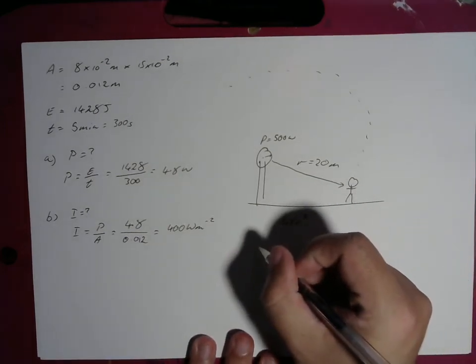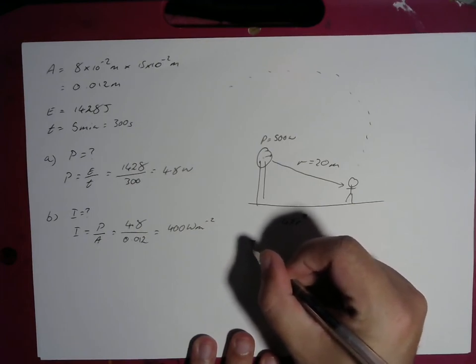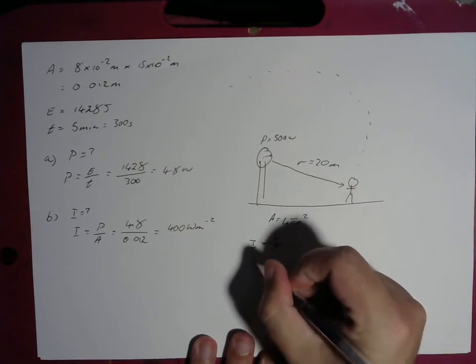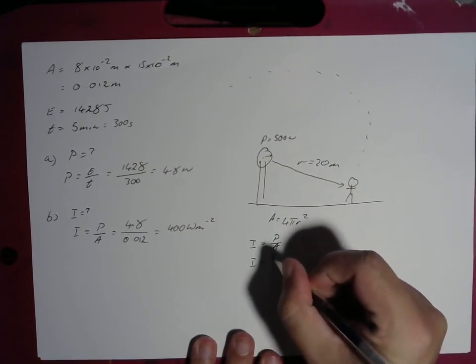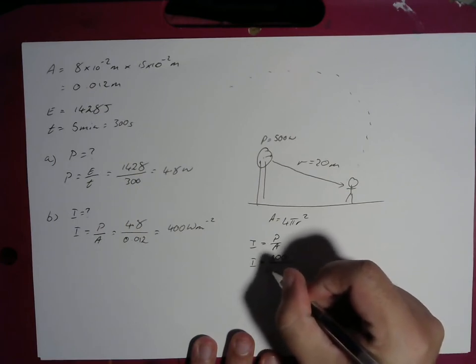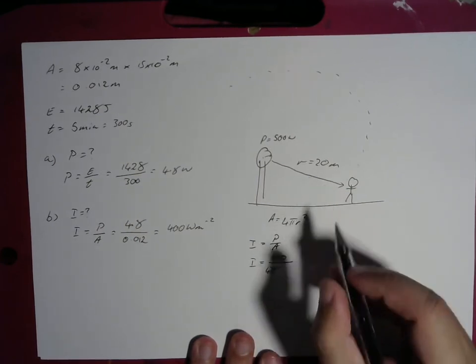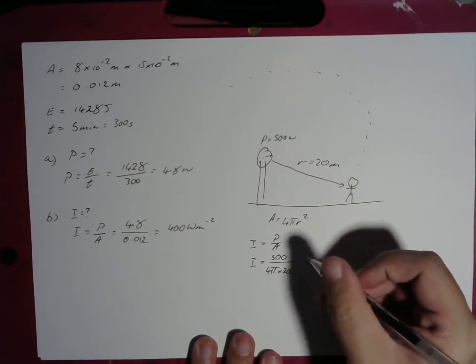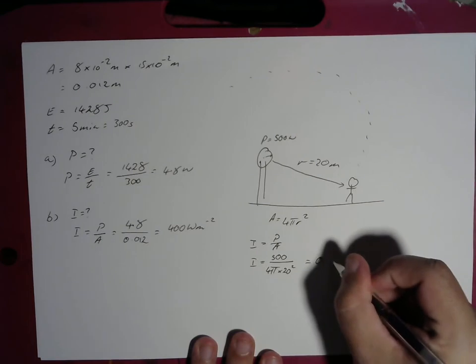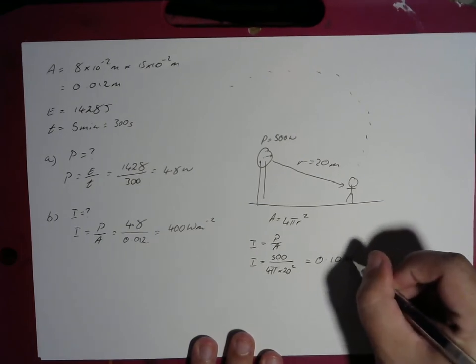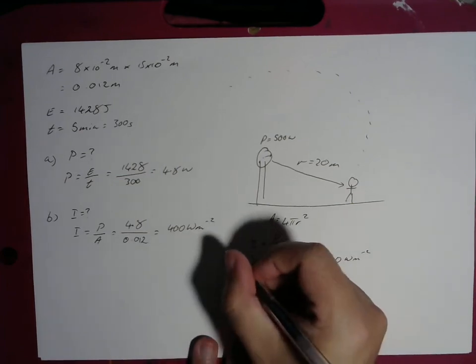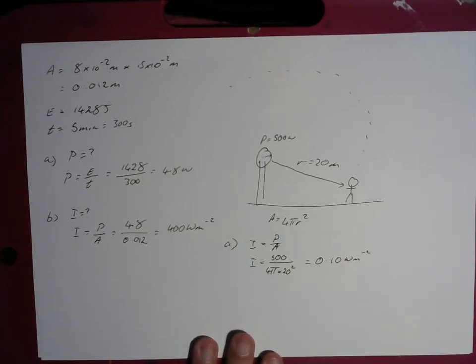So let's work out the area here. I'm going to put the whole formula. I equals P over A. I equals 500 for the power divided by 4 pi. Instead of R, I'm going to write 20 squared. And if we chuck all of those in, we get that the intensity at this point is 0.10 watts per square meter. Okay, oh, sorry, that's part A. Pretty straightforward, but we just have to clue in there that it is a thing.